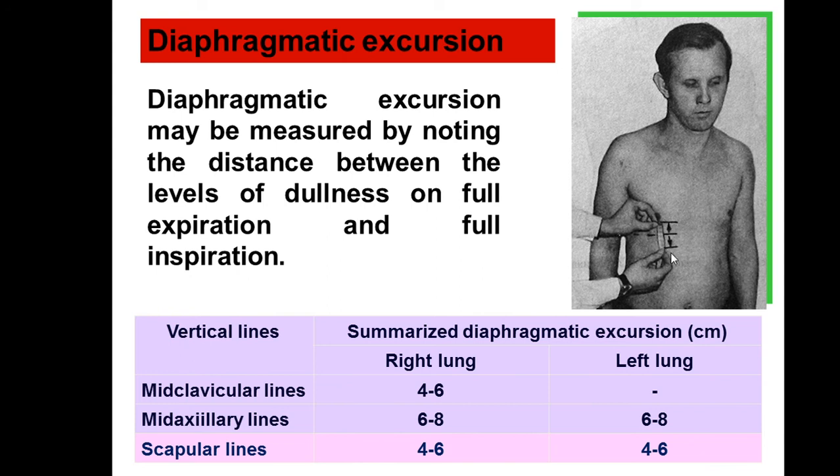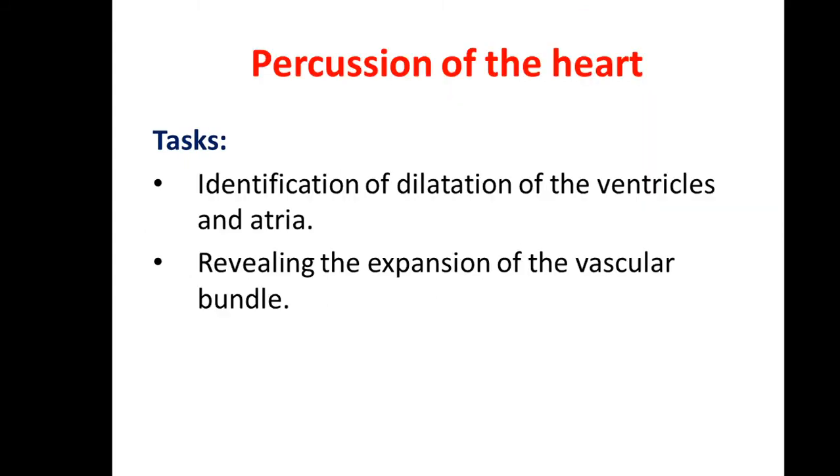This distance between the full expiration and inspiratory phase will be the diaphragmatic excursion. Normally, the largest diaphragmatic excursion is present in the axillary lines, for example the mid-axillary, anterior axillary and posterior axillary lines, and in total it equals 6 to 8 centimeters. By other lines, it's 4 to 6 centimeters.